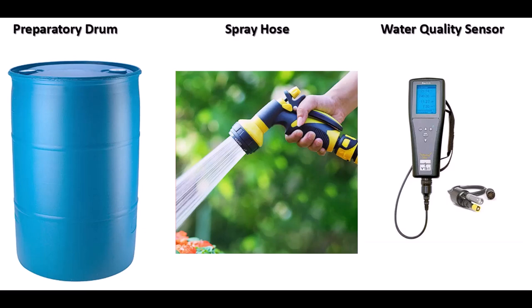All you need are three pieces of equipment: a preparatory drum where you will initially mix the solution with jaggery to culture the diatoms and aerobic bacteria, which will accelerate the treatment process. This step is optional. Secondly, you will require a spraying hose, which will allow you to dispense the cultured or non-cultured solution into the water body easily. Thirdly, water sensors will help you monitor the water quality metrics from time to time during the initial project.